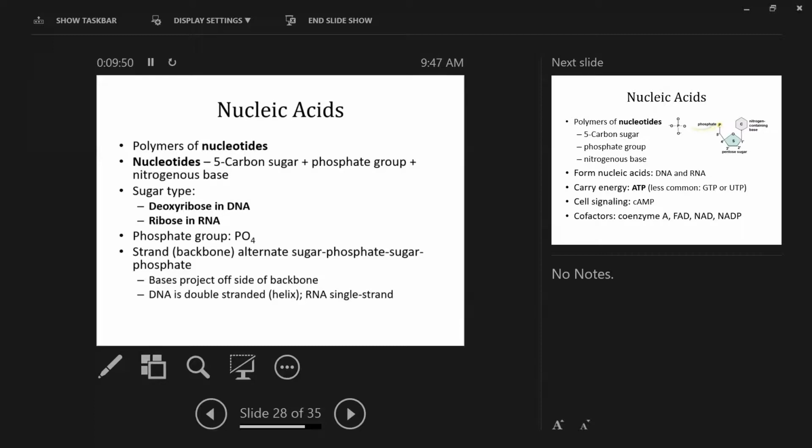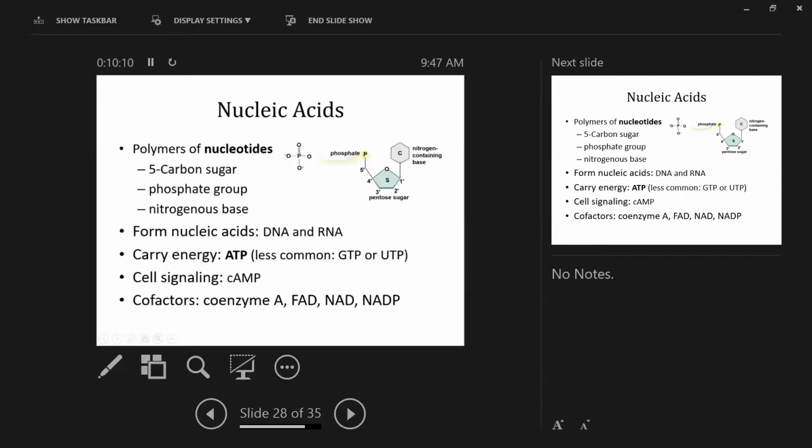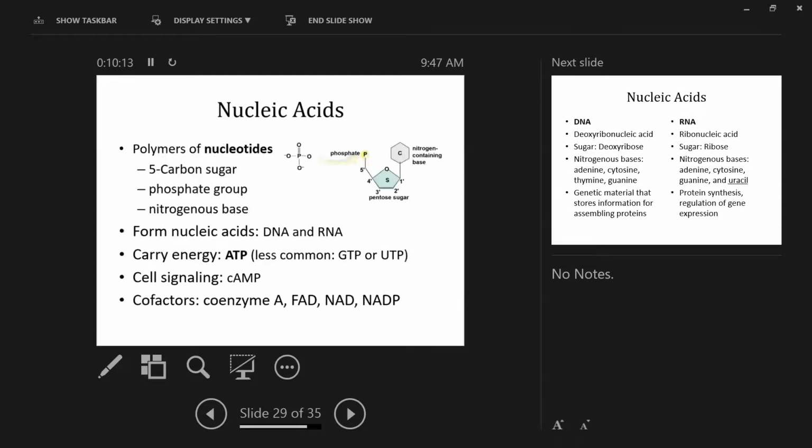The sugar is what differs. In DNA, you have deoxyribose. In RNA, you have ribose, and a phosphate group. And these sugars and phosphate groups make an alternating backbone of sugar, phosphate that allows the nitrogenous base to stick to that. And so we call that phosphate sugar a backbone. Polymers are nucleotides.